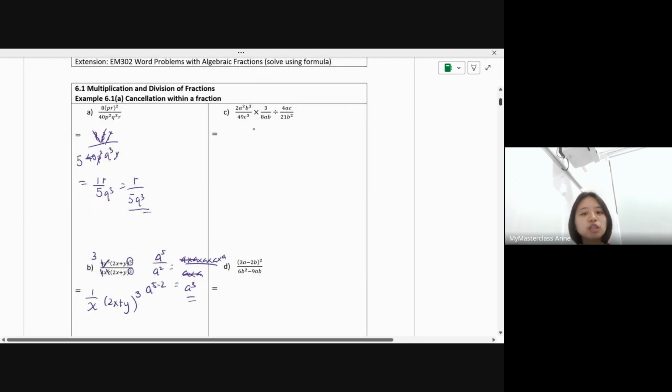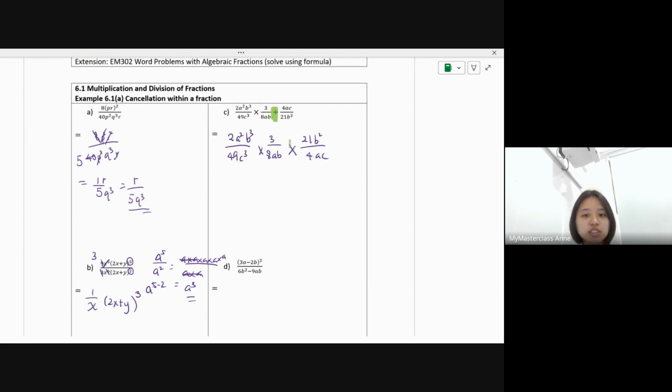This part, there are 3 terms already, but we are still doing the same thing. I just write down the terms first: 2a²b³ over 49c³, times 3 over 8ab, divided by 21b² over 4ac. Notice when I change the sign, what I do? I flip it around. 21b² becomes on top, 4ac becomes the denominator.